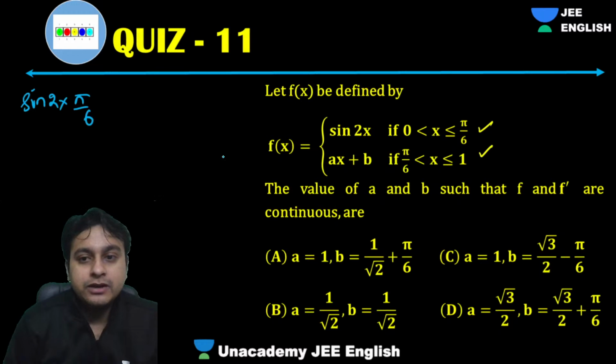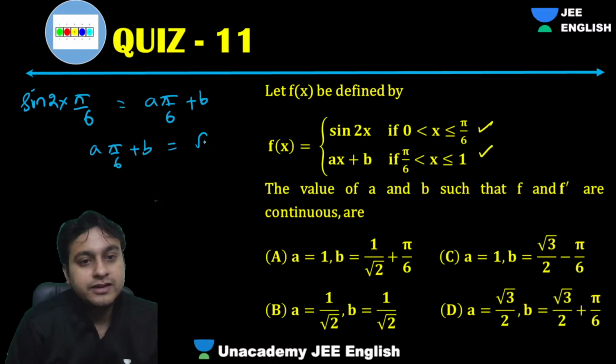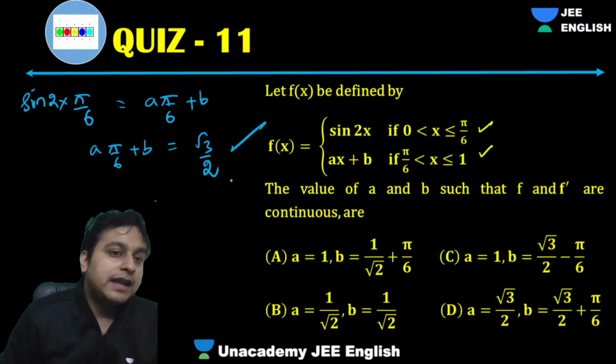And then, guys, if you look into this one, RHL, it will be what? A into pi by 6 plus B. So this is sin pi by 3, so that we will get a pi by 6 plus b equals to root 3 by 2. Right, the first one.